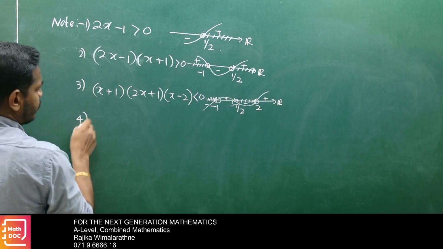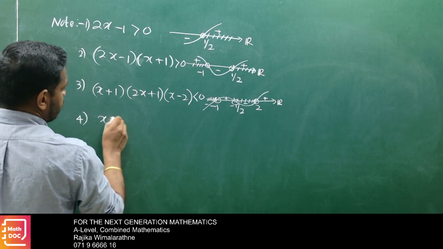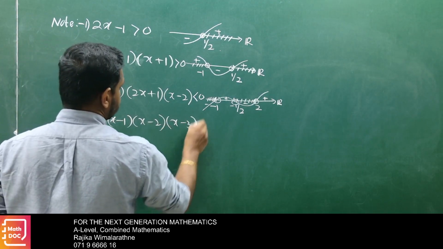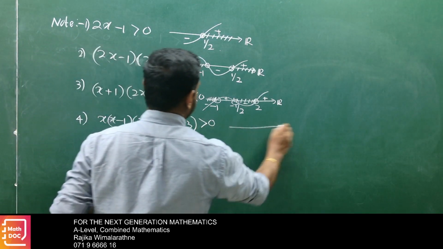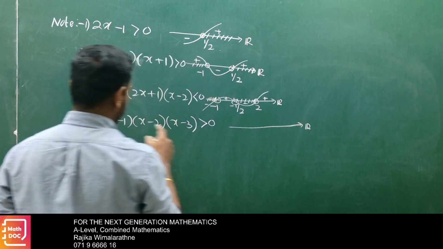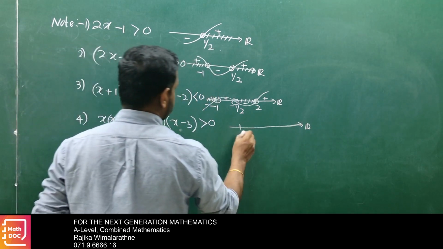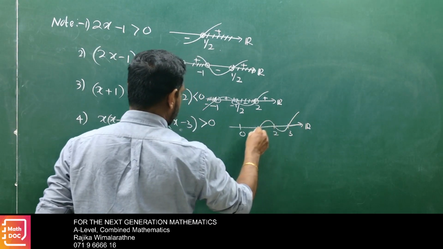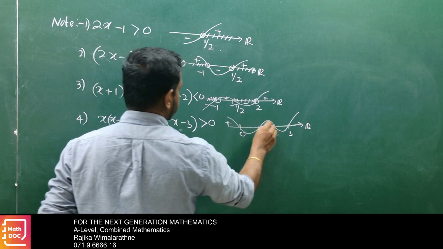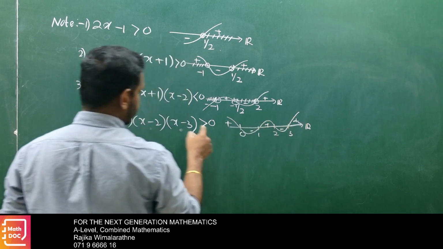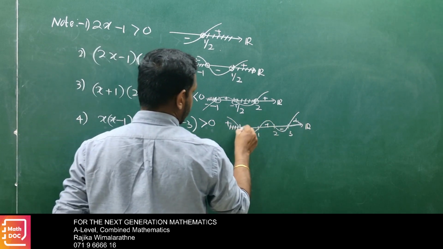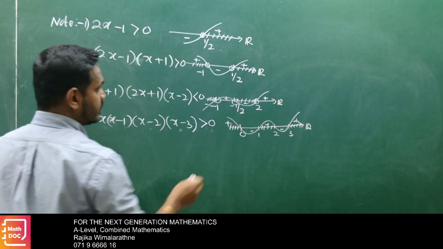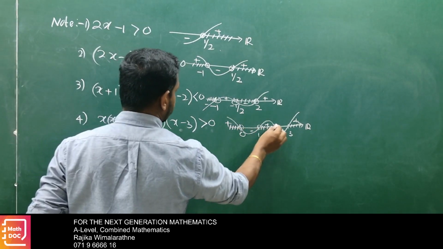Then when we have four factors, x into x minus 1, x minus 2, x minus 3, you follow same technique. Real number line, here 0, 1, 2, 3. Mark critical value, start sketching from the right hand upper corner. Then positive, positive, positive, negative, negative, need positive, greater than 0 means positive region. Okay, we have three regions, no? No equality, then you remove these points.